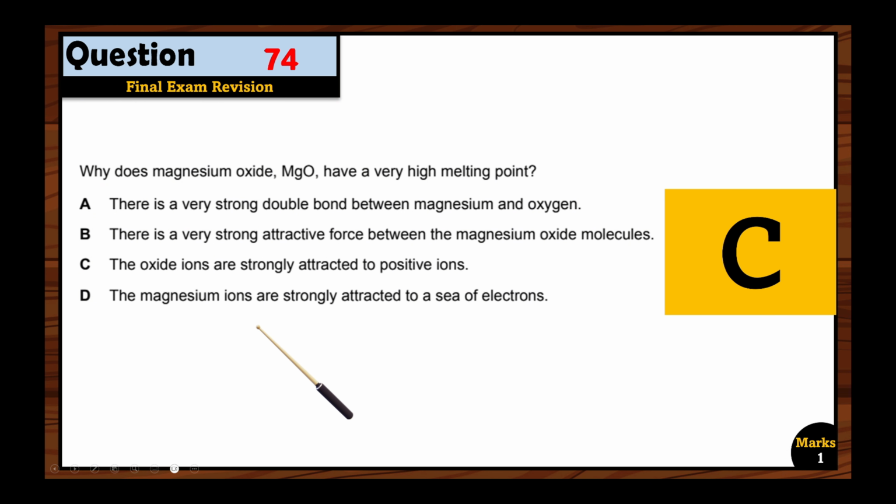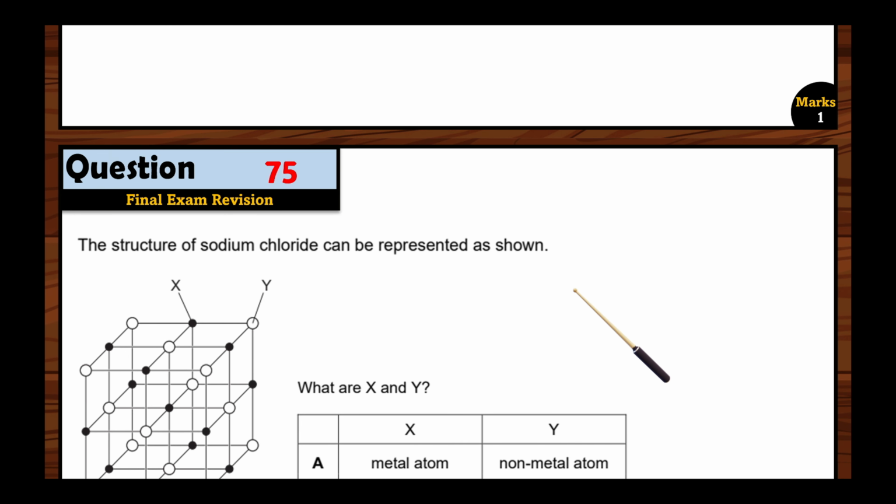So option C is correct. The magnesium ions are strongly attracted to oxide ions, but they have written C of electrons. So that's why option D is also wrong.